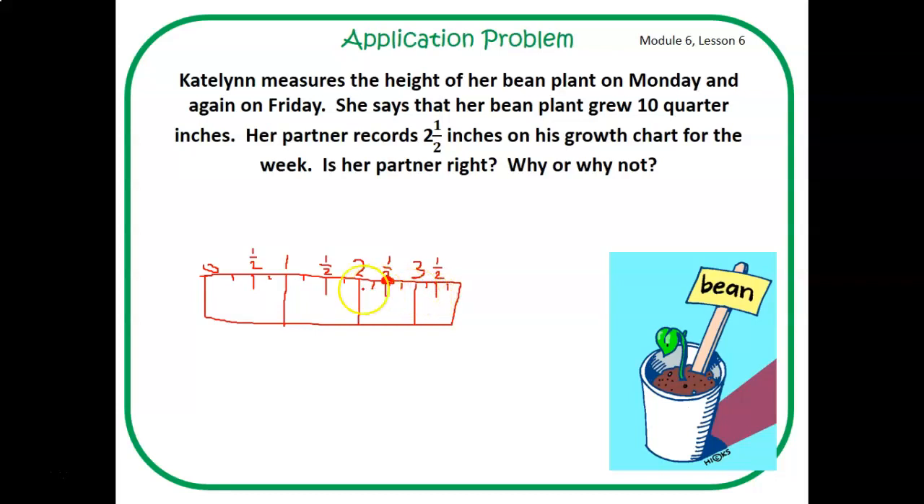She says 10/4 inches. Well, let's count. There's 1/4 inch, 2, 3, 4, 5, 6, 7, 8, 9, 10. Did we land in the right place? We did, didn't we? So on his growth chart for the week, he is correct because 10/4 inches is equal to 2.5 inches.